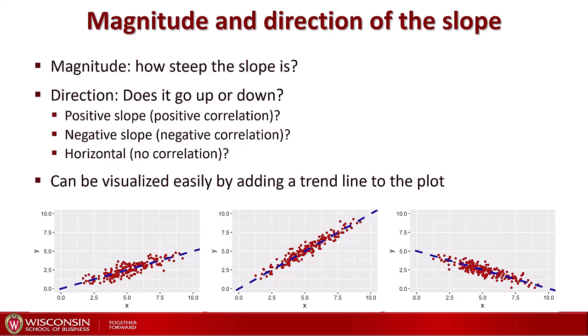Concerning the direction, it just means that we want to know if the slope goes up or down. If it goes up, we have a positive slope, or we can say we have a positive correlation. This is the case in the first two plots. If it goes down, like in the last plot, we have a negative slope, and we can say we have a negative correlation. If it is flat, we have a horizontal line. This is one of the cases where we have no correlation. All of these cases can be visualized easily by adding a trend line to the plot, and we are commenting on the slope of this line.